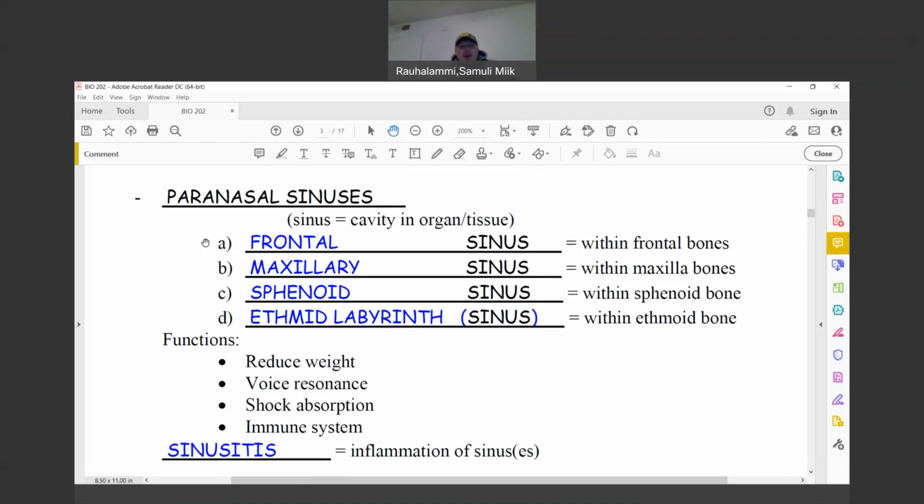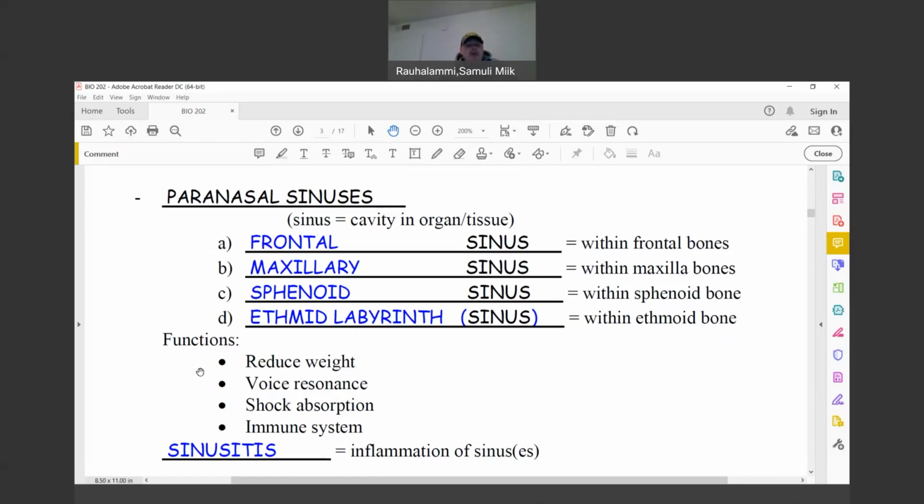And then we have our ethmoid sinuses. This is actually a group of empty spaces that are interconnected. So I prefer to call it an ethmoid labyrinth to really emphasize that three-dimensional, multifaceted nature of the ethmoid labyrinth within the ethmoid bone.